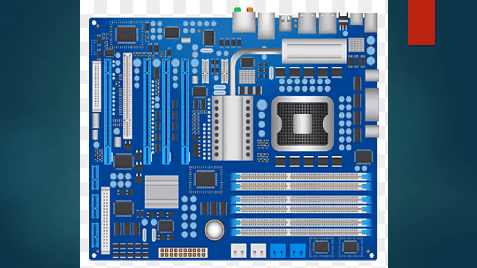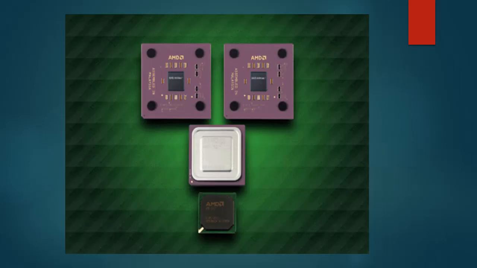What is a motherboard? Now, the motherboard is the main component of a computer. It's often referred to as the main board or MOBO for short. It's basically a large circuit board that fits into the computer case, and it is where all the computer components connect to. For example, there is a CPU socket. The CPU socket is where the CPU or central processing unit is placed.